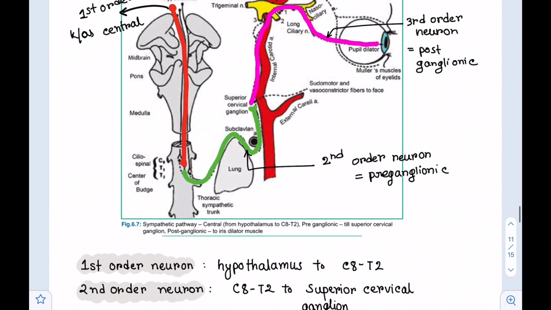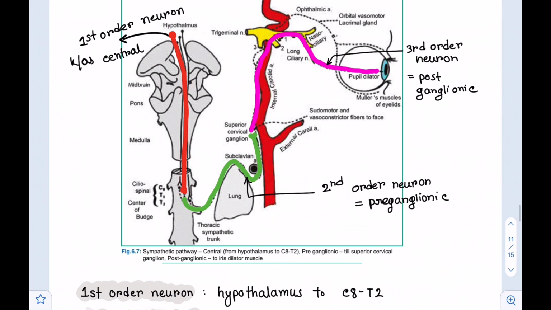So let's revise once more. First order neuron: hypothalamus to T2. Second order neuron: from T2 to the superior cervical ganglion. And third order neuron: from the superior cervical ganglion to the pupillary dilator, which causes the pupillary dilation, that is mydriasis.